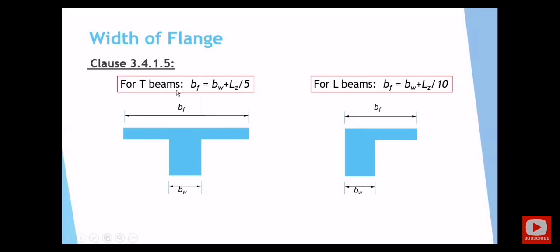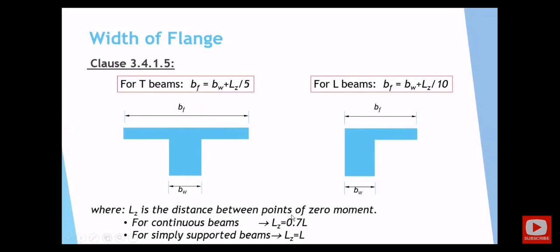So the difference between these T beams and L beams is that here it is Lz over 5, and here it is Lz over 10. So in the case of a T beam, the B flange is greater than the B flange in the case of an L beam. So what is this Lz?